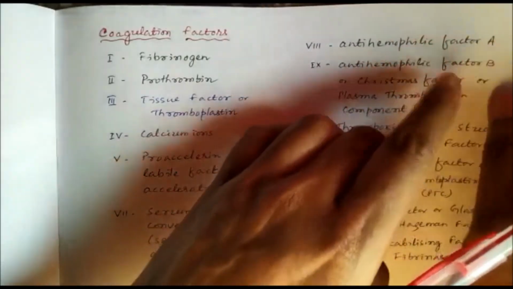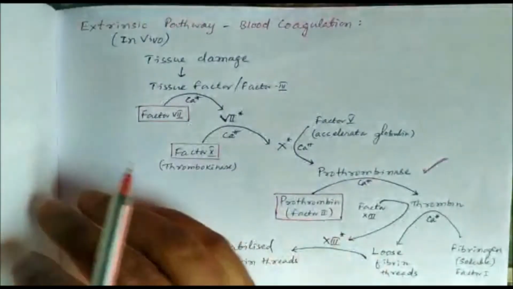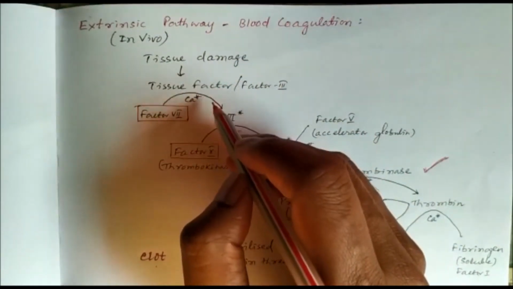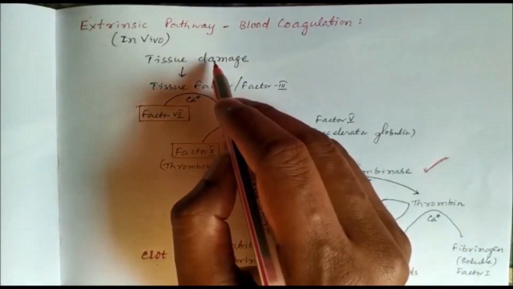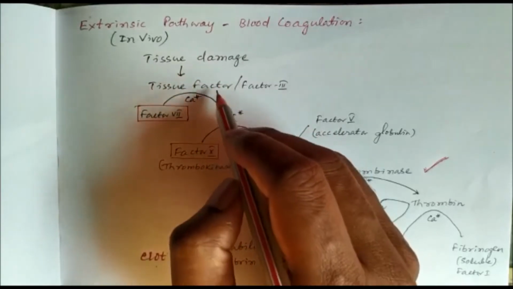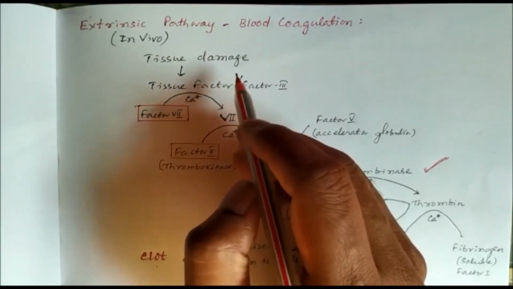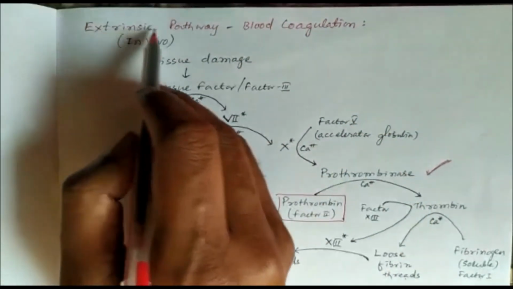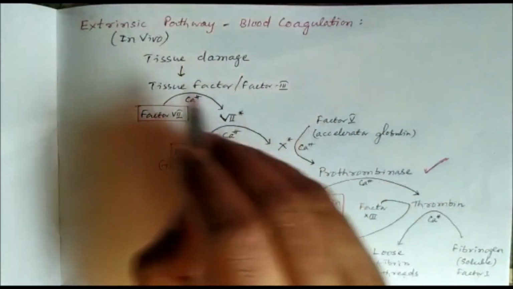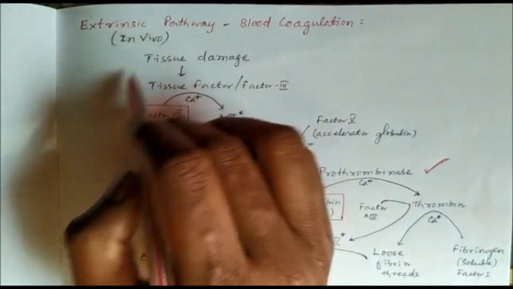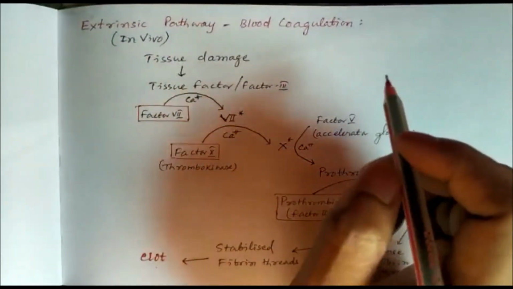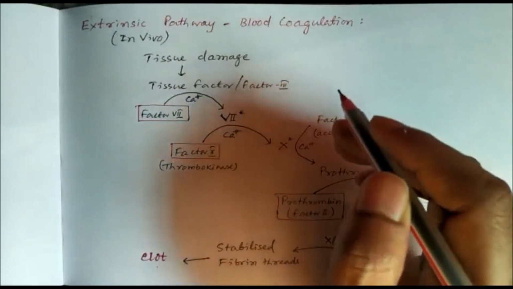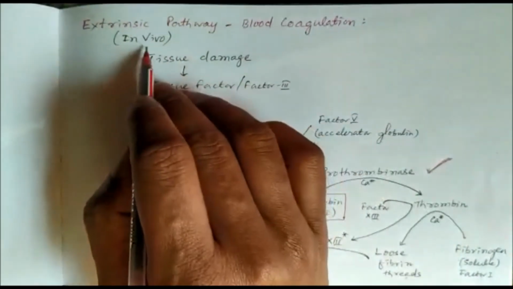So factor 3 is called tissue factor. Why is it called tissue factor? Because it is released when there is tissue damage. When there is tissue damage, this factor 3 leaks into the blood from cells outside the blood vessels. Since it comes from outside the blood vessels, it is called the extrinsic pathway. But this occurs in vivo; outside our body it cannot occur, so it is not in vitro, it is only in vivo.